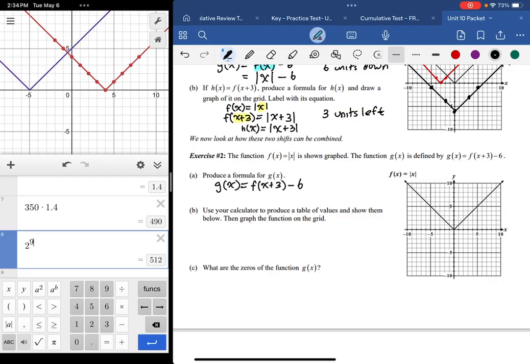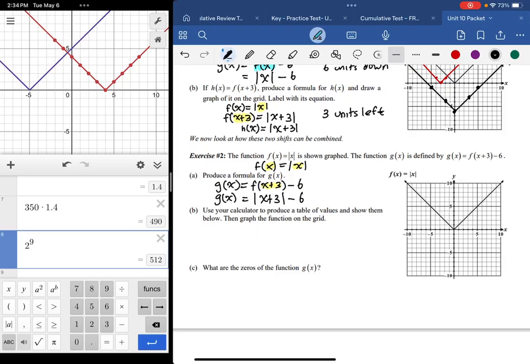We know f of x is equal to the absolute value of x. So same idea as before. I'm going to take every instance of x and replace it with an x plus 3. So that's going to get me an absolute value of x plus 3. And we have that minus 6 coming along for the ride. So that's my g of x.